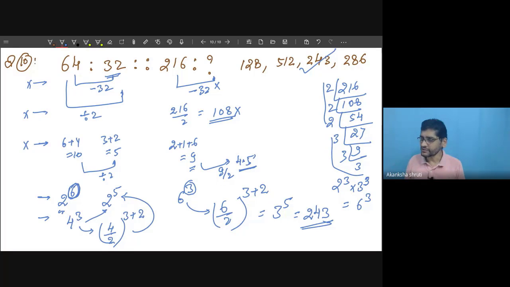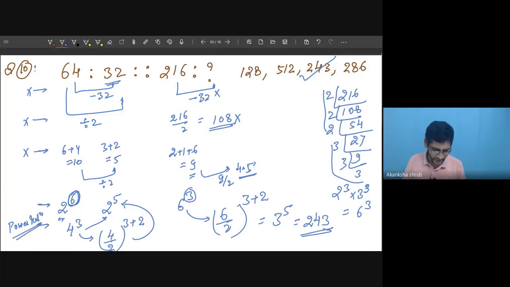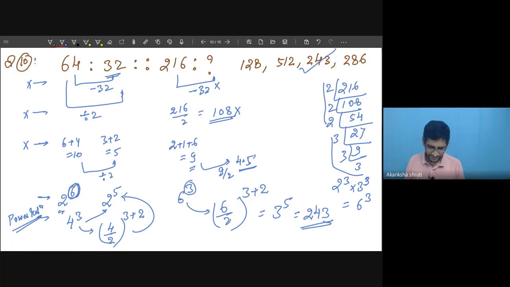So power relation, do not try it in the beginning, otherwise it will consume a lot of time, because the adjustment of power itself is a big hurdle. Power relation. तो ये पावर रिलेशन के जो क्वेश्चंस हैं ये बहुत ही इंपॉर्टेंट होते हैं.